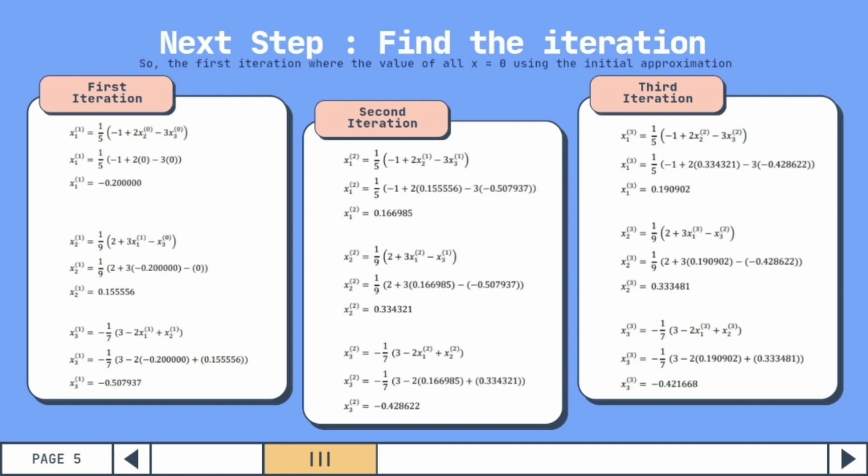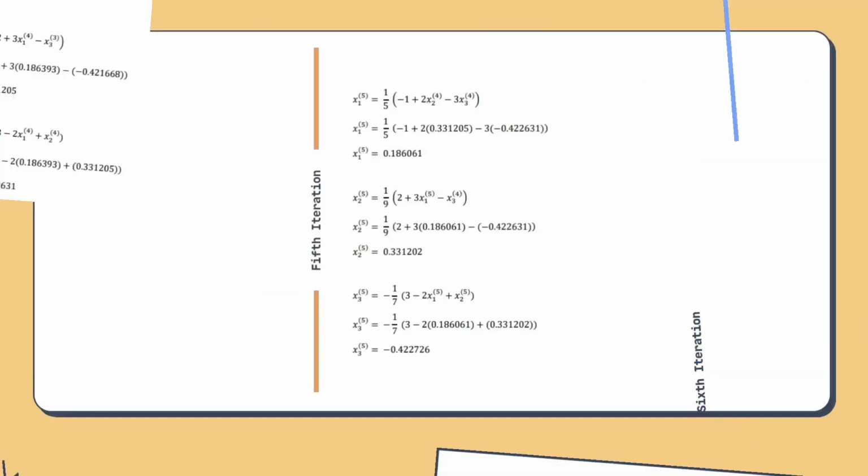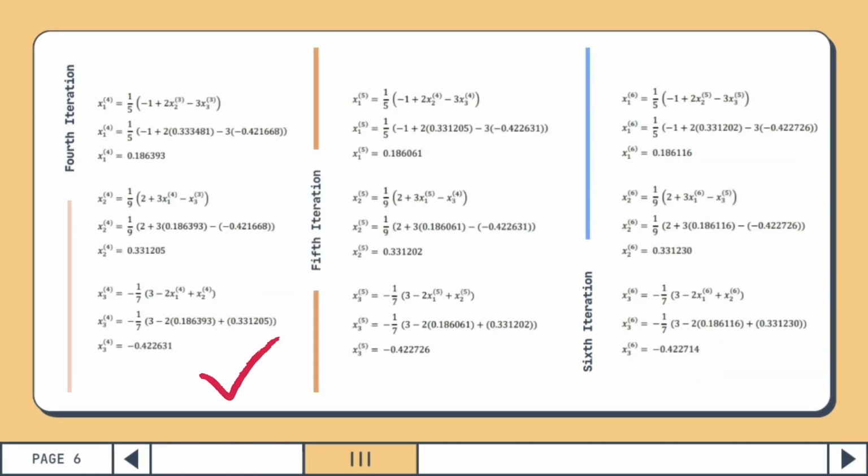So continue the step until we get the value of x1, x2, and x3. After we conduct the second iteration, it still does not converge to one value, so we conduct the third iteration. If we look at the values, they still do not converge, so we conduct the fourth iteration. After the fourth iteration, it also does not converge to one value, so we need to conduct the same step until we get the answer.